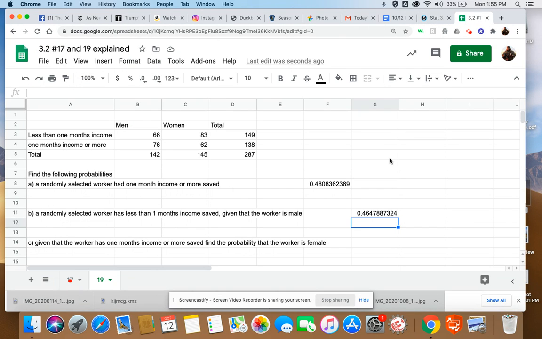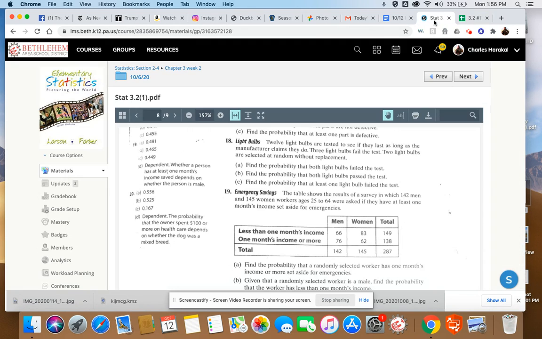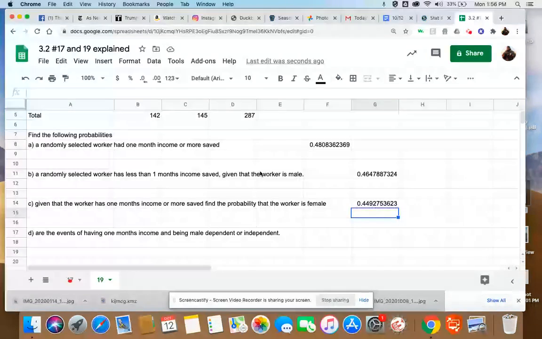Let's double check our answer here. 0.465 is correct. Given that the worker has 1 month's income or more saved, so we're only looking at the 1 month income or more saved, now we're looking at this row across. Find the probability that the worker is female. 1 month's income or more, 62 out of 138 should be our correct answer. 0.449, double check. 0.449.